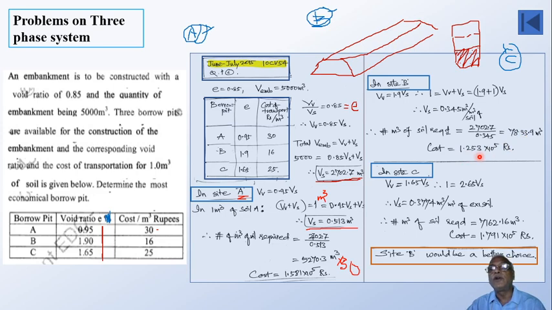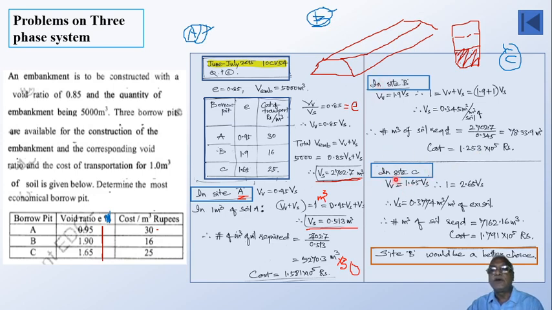The cost involved if I choose site B to make the same embankment of 5000 meter cube will be 1.253 lakh rupees. If I compare this amount with the site A amount, obviously site B is better, because though it brings a lesser amount of solids per meter cube, because of the costing, the overall cost becomes less than site A. Now we'll compare with the last site, that is site C.